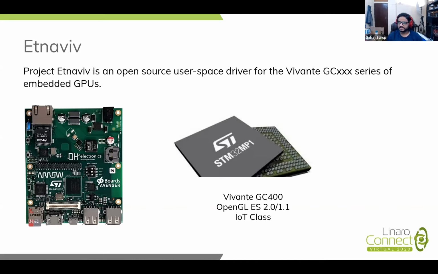So this one uses the Vivante GC400, which is their super low cost solution. They have less than 1 millimeter square silicon area and stuff like that. So it supports very basic OpenGL ES calls, and is extremely cheap to implement, and it's a low power solution.